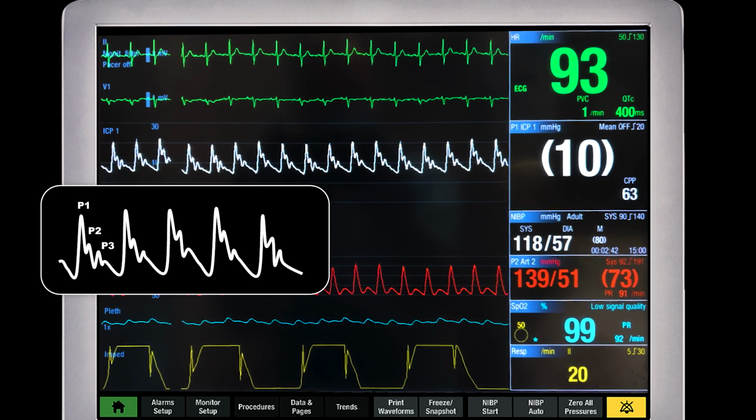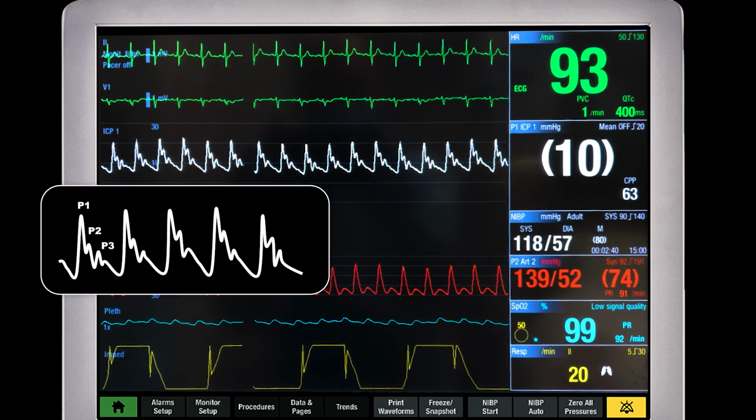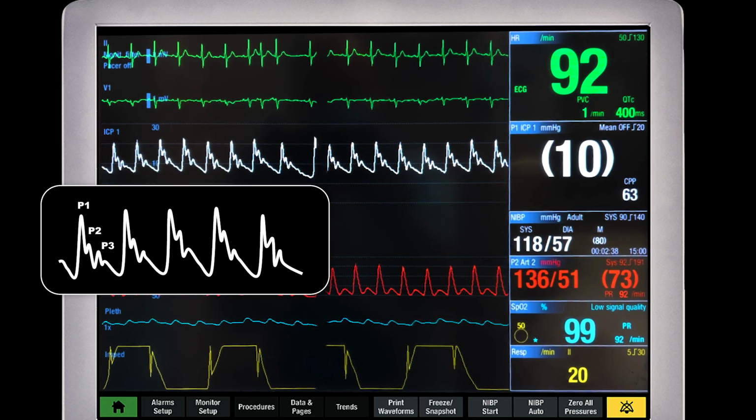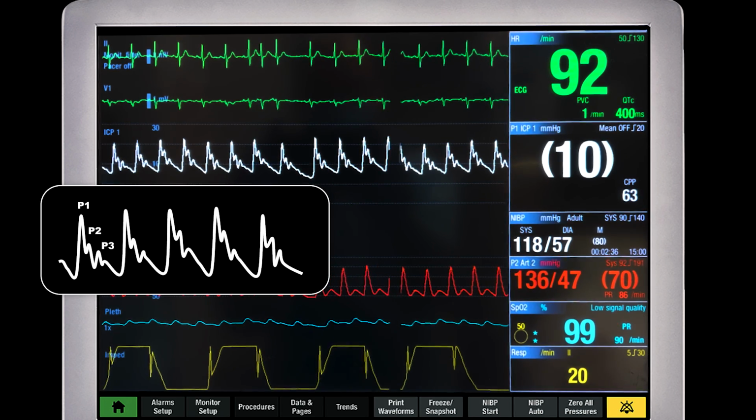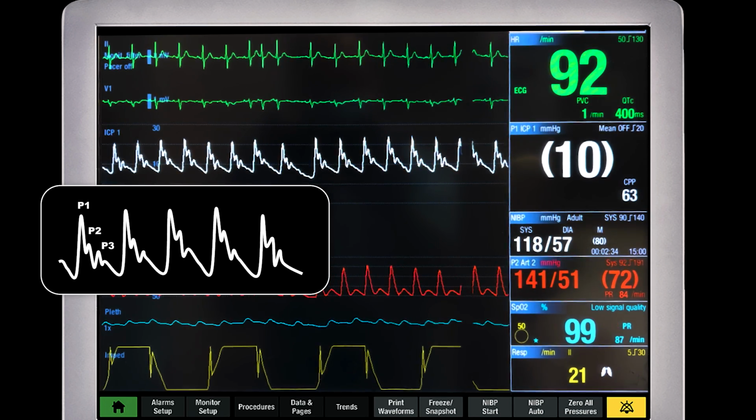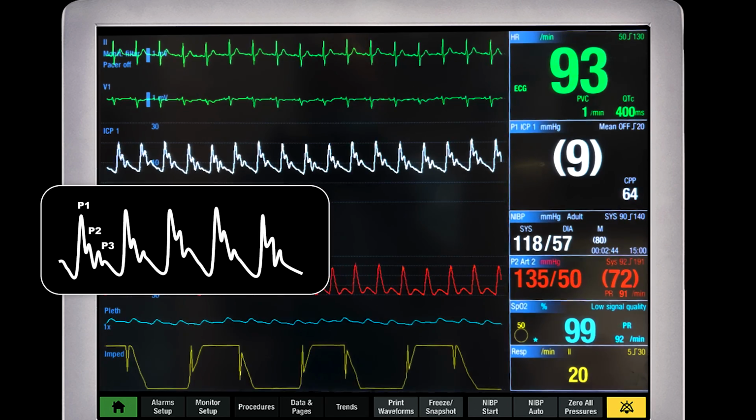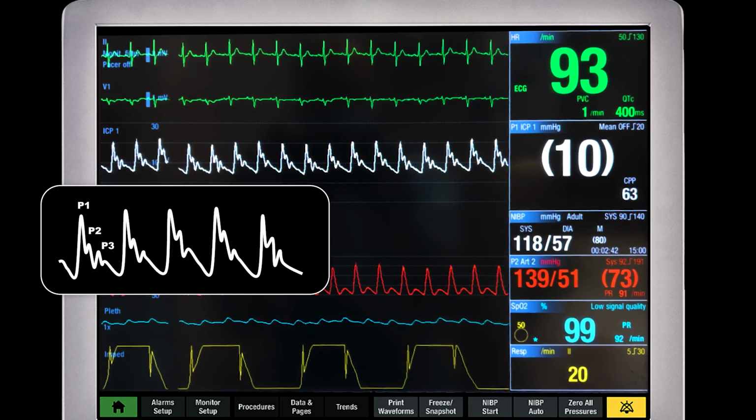Yes! CPP and ICP are normal for now, and the ICP waveform implies good compliance. The most important thing now is to get that aneurysm under control, so the underlying condition can be addressed.